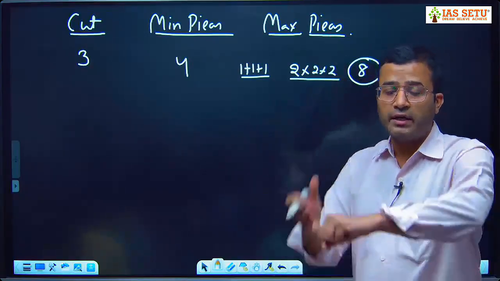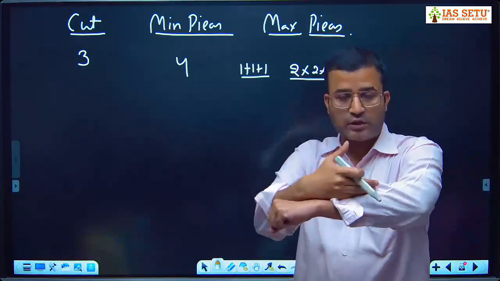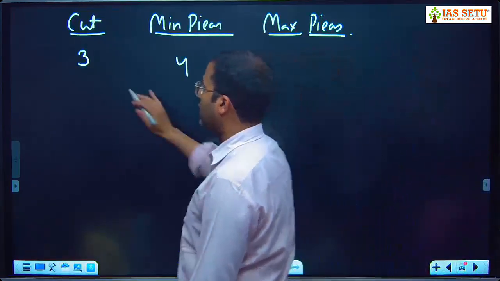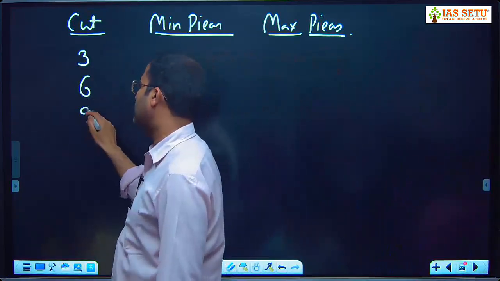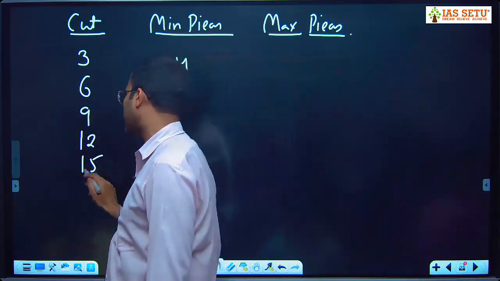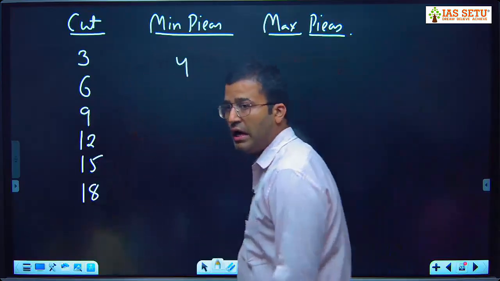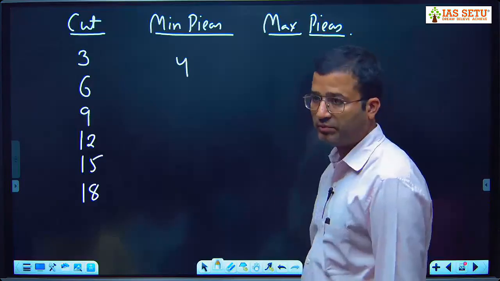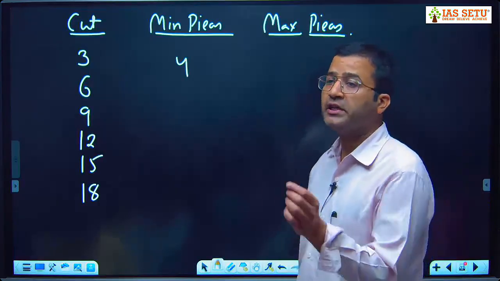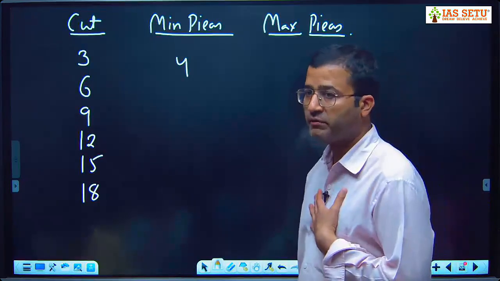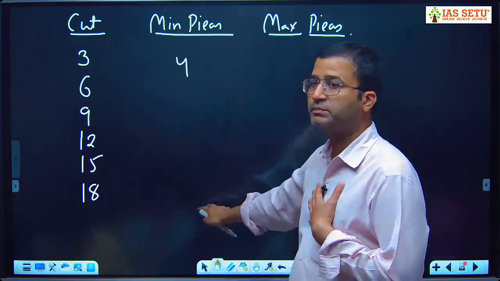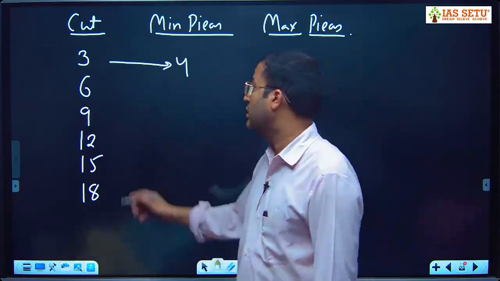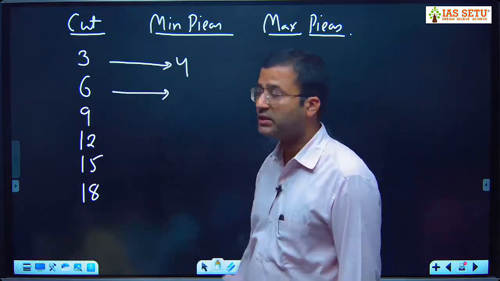How will we get 8? If you make 1 cut on X, 1 cut on Y, 1 cut on Z. Or like here, the number of cuts given: 3, 6, 9, 12, 15, 18. Our task is, with these many cuts, what are the minimum pieces and what are the maximum pieces. I always believe in division of labor. 50% work I will do, and my favorite is minimum. 3 cuts give you minimum pieces 4, 6 cuts give you minimum pieces 7.